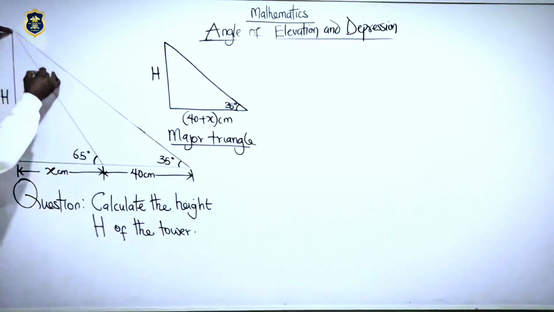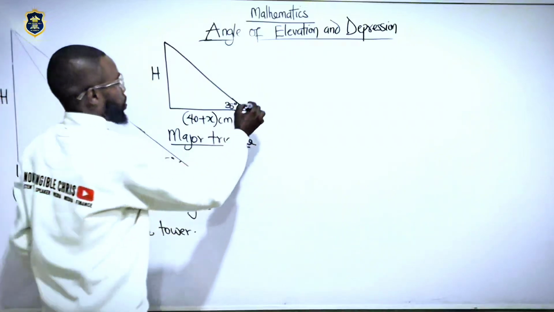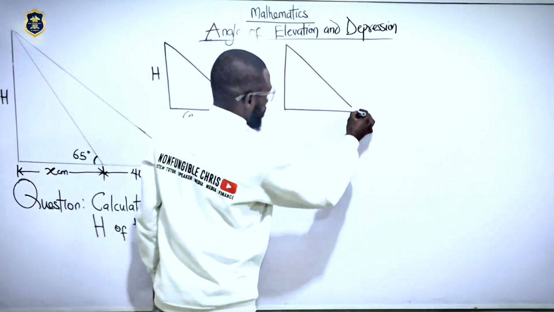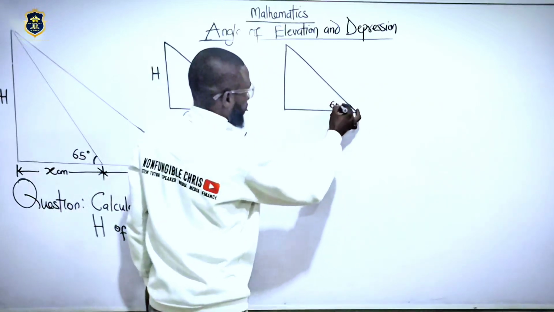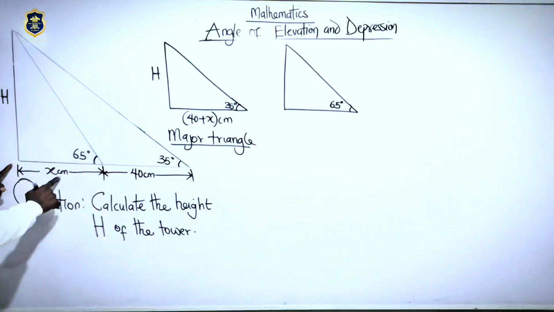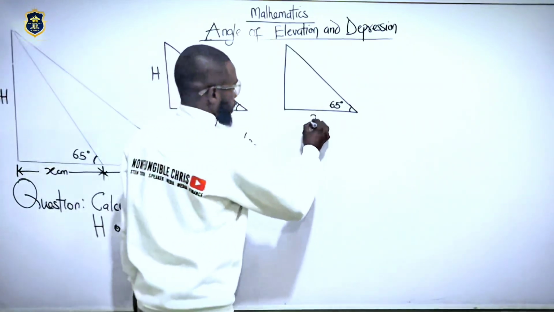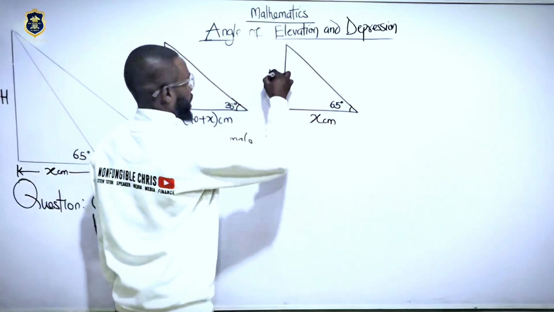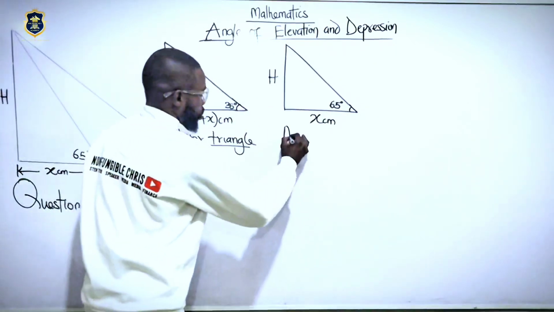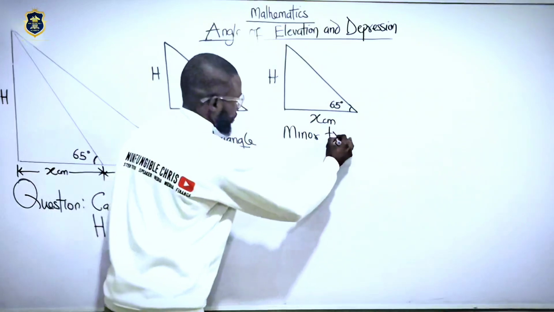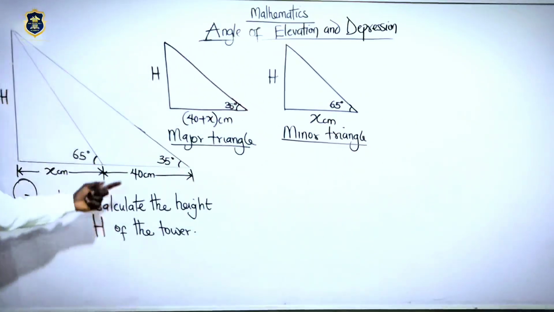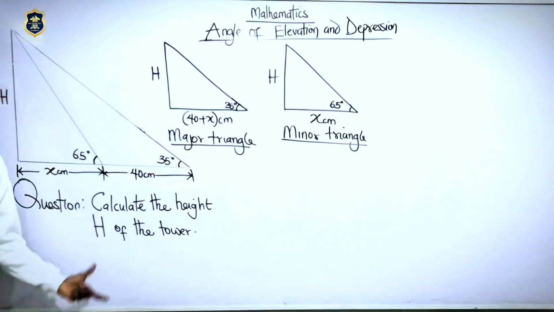It's just this one that has 65 degrees. So we have this as our minor triangle. It has 65 degrees, and for the minor triangle, it only has this length, that's x here. So it has x centimeter and a height h. It's very simple. Two triangles: the major is the bigger triangle, and the minor is the smaller triangle. So how do we get the height from here?